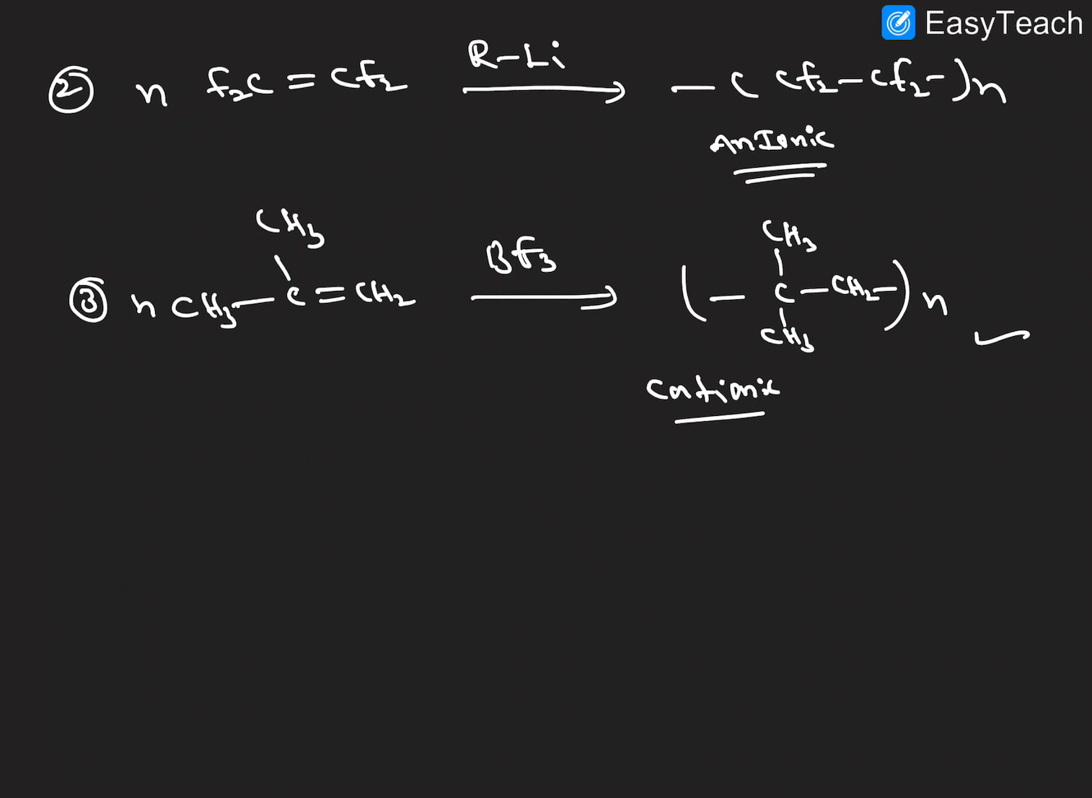So alkenes also undergo polymerization reactions. So this is the total chemical properties of alkene.